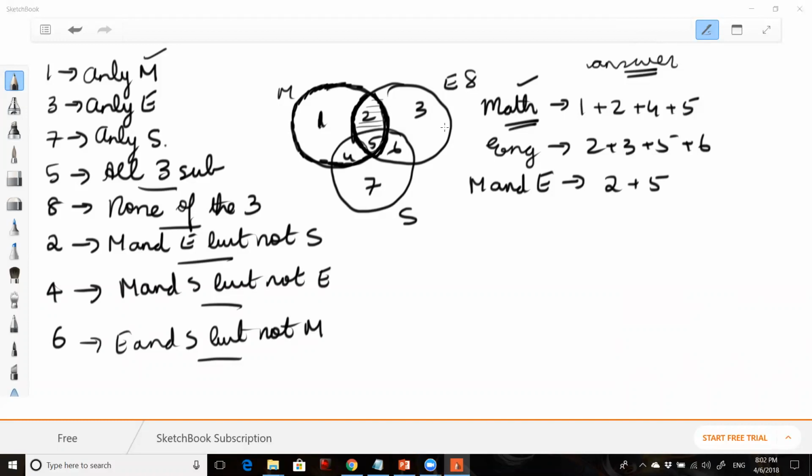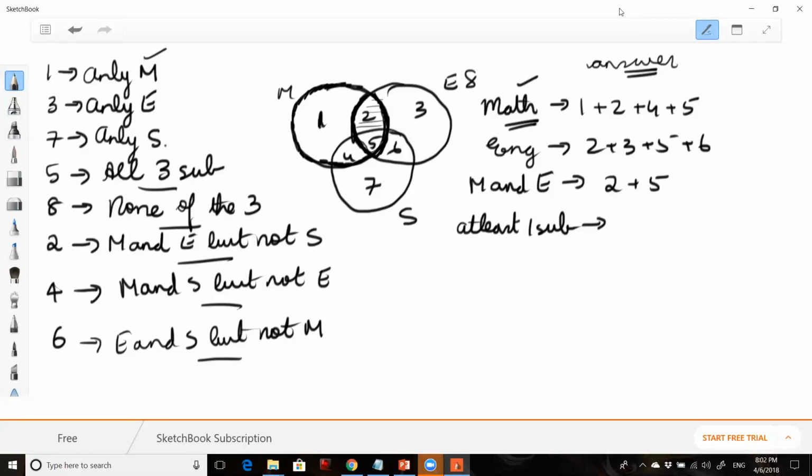Similarly, math and science would be 4 plus 5, and English and science would be 5 plus 6, right? What about this? What region or regions represent the students who have passed at least one subject?